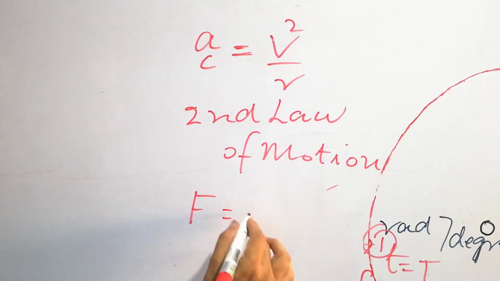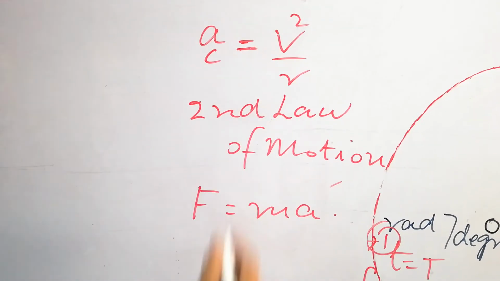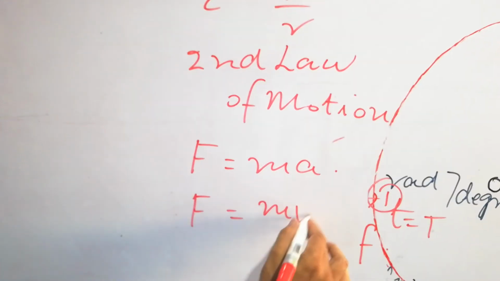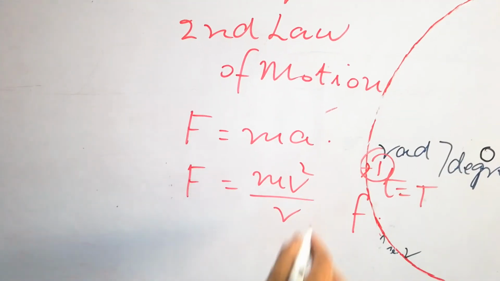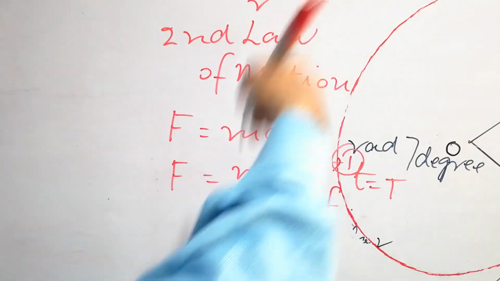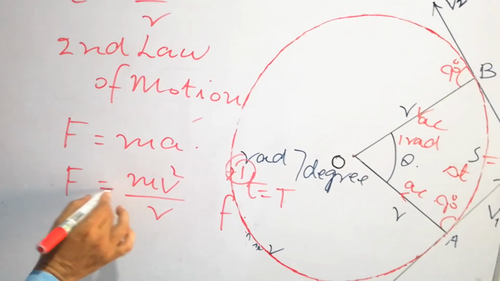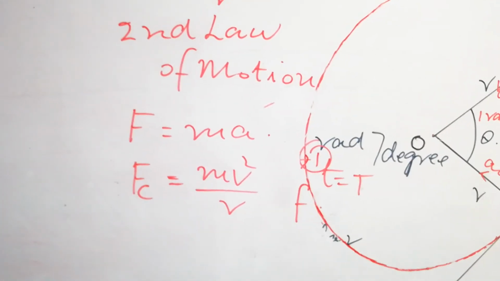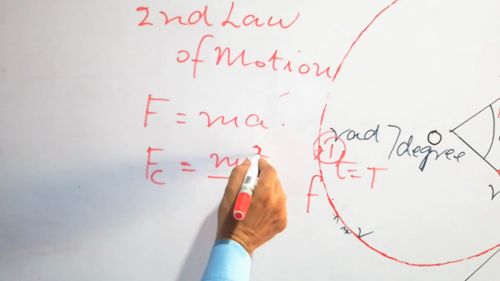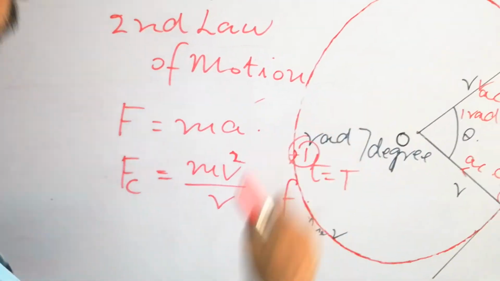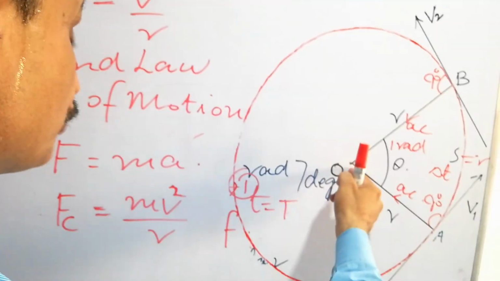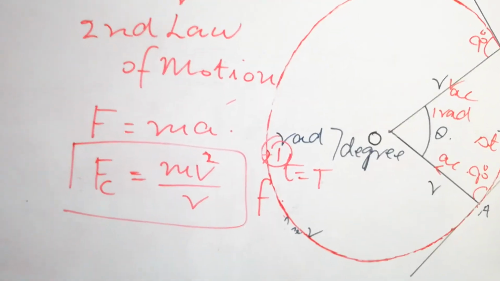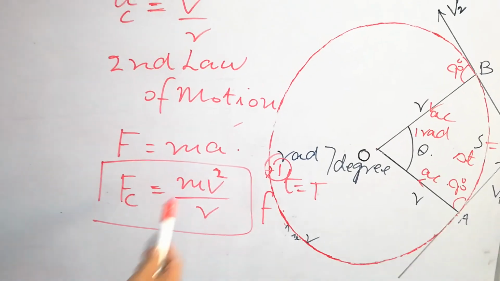As the acceleration is there, according to the second law of motion, F is equal to ma. Putting this value, we have m v square over r. As the body is moving in a circle, that force is named the centripetal force. The centripetal force is that force which keeps the body moving in a circle, and it is always directed towards the center of the circle. Fc is equal to m v square over r.